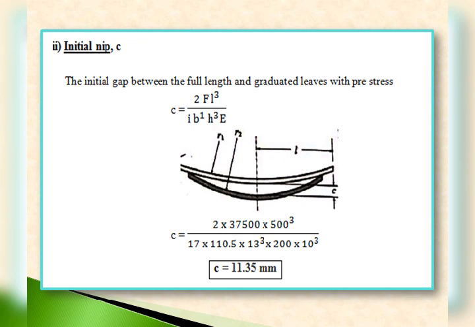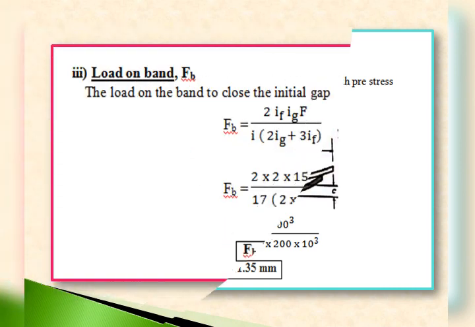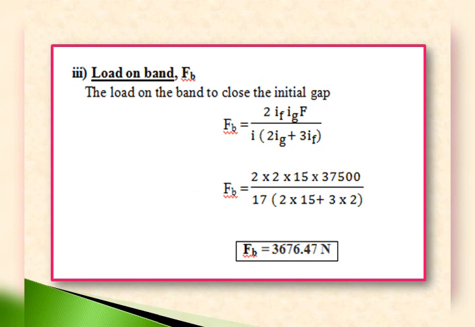After obtaining the dimensions of the leaf spring, now we'll go to the second unknown, that is initial nip C. Here I have included a sketch showing the distance C, between R1 and R2, the radial distance at the center of the semi-elliptic laminated spring. That gap before applying the force is called the nip C, which we are supposed to find. It can be obtained by using the equation C = 2FL³ / (i b' h³ E).